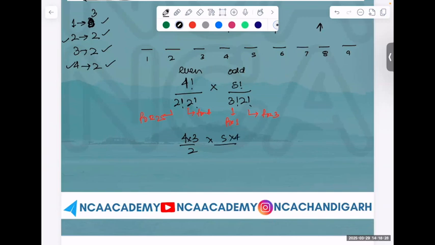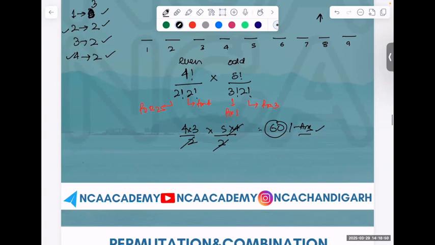If we solve it up, this becomes 4 into 3 divided by 2, into 5 into 4, because 3 factorial will get cancelled. You're left with 5 into 4 divided by 2. This gets cancelled. What's your answer? 4 into 3, 12. 12 into 5. Any doubts? How can we fill it up? 60 ways. Any doubts with this? Can we move ahead?